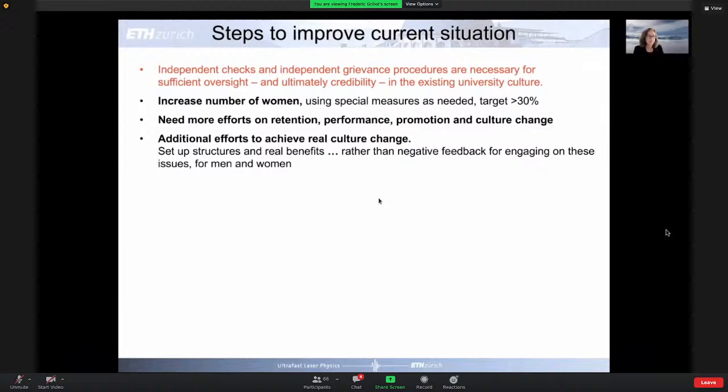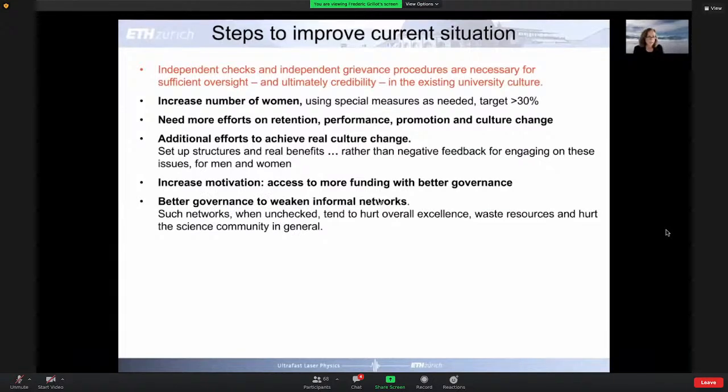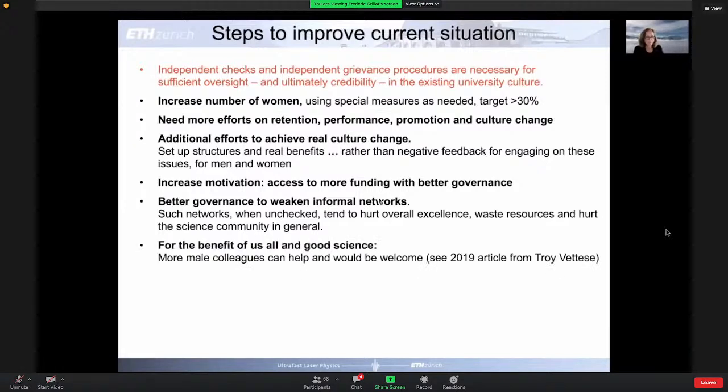These additional efforts to achieve real culture change need structures and real benefits, rather than negative feedback for engaging on this, for both men and women. We also need to increase the motivation. There could be access to more funding with better governance. And the better governance is important to weaken these informal networks, which happen to be mostly male at this point. These networks, when unchecked, tend to hurt overall excellence, waste resources, and hurt the scientific community in general.